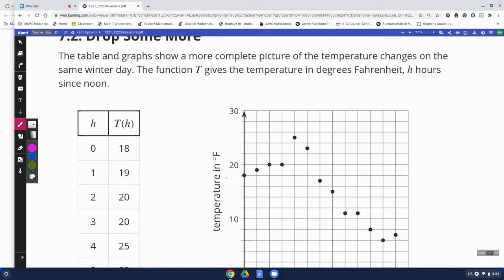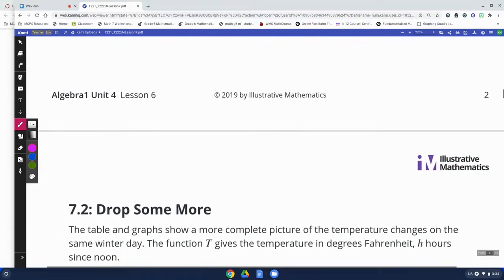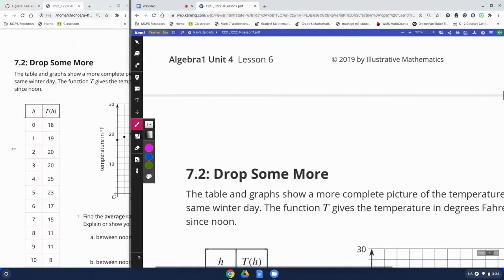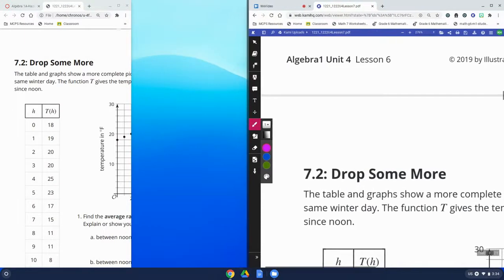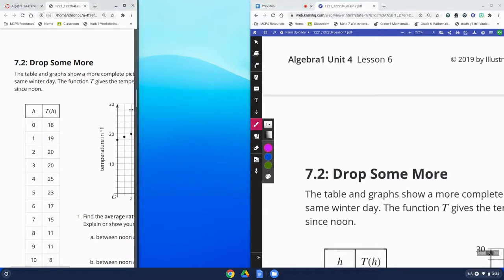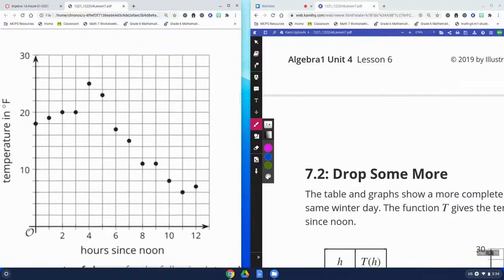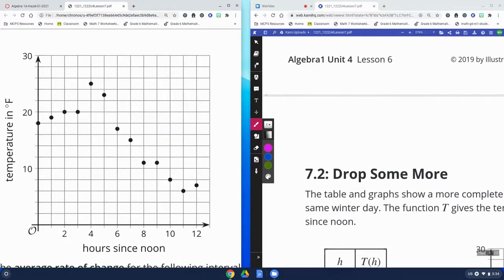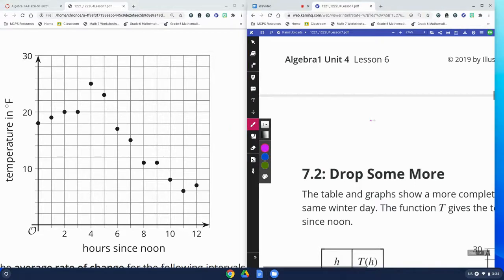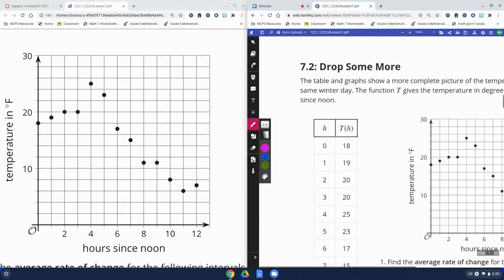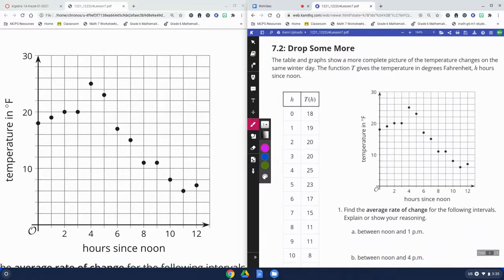Okay, so let's start with today's assignment. It's 7.2. Okay. And I'm going to keep this large so that I don't have to go back and forth. I can see this graph.